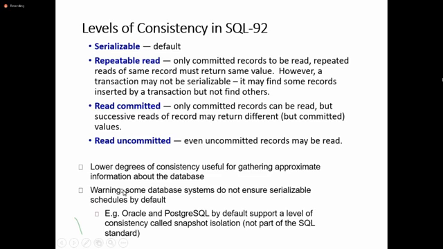Some other examples, a warning: some database systems do not ensure serializable schedules by default. For example, Oracle has a concurrency control protocol, and PostgreSQL by default supports a level of consistency called snapshot isolation. Okay, we are going to study this in the next chapter.